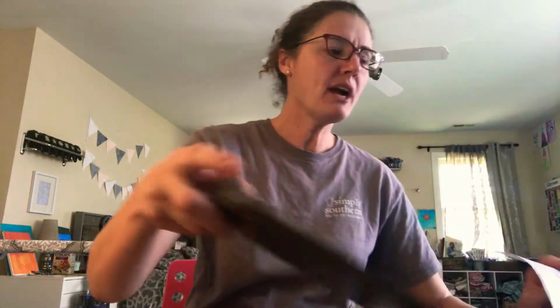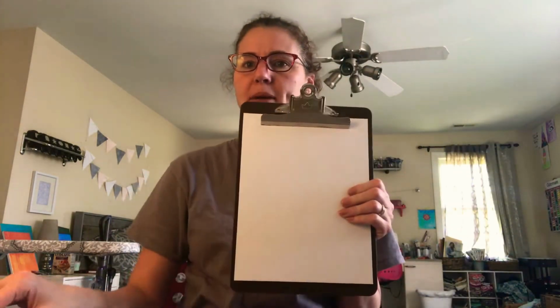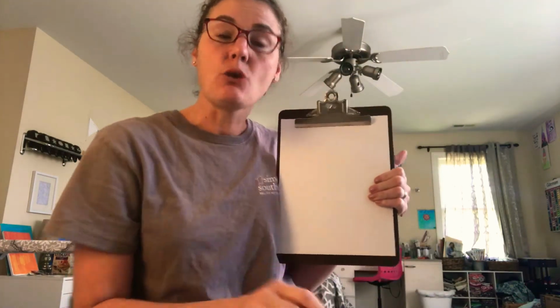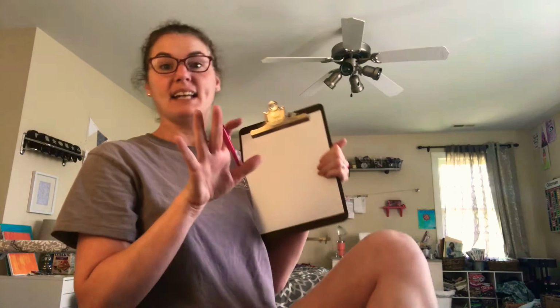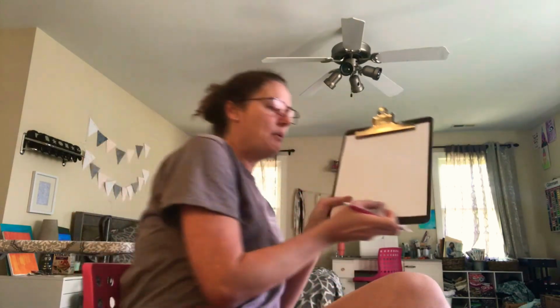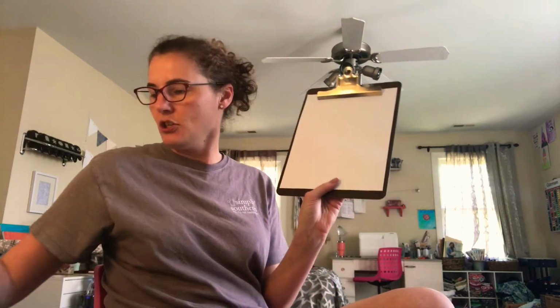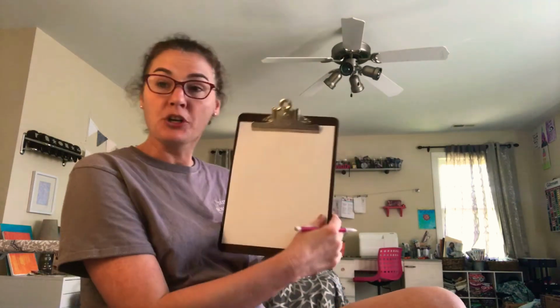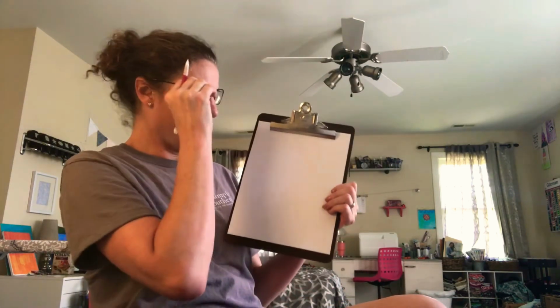So, grab your paper and your pencil, and you can watch me first, or you can pause it in each step. That is up to you. Now, we want our paper to be vertical, which means up and down. And we're going to start with the kitten, okay?